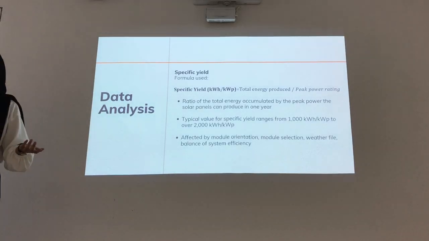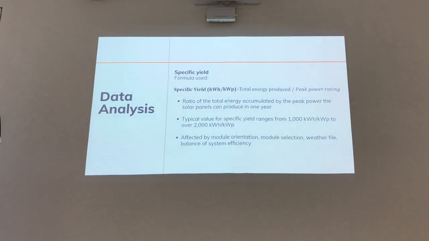I'll also be looking at the specific yield, which is the total amount of energy collected per kilowatt peak. So it typically ranges about 1,000 to 2,000 kilowatt hour per kilowatt peak.